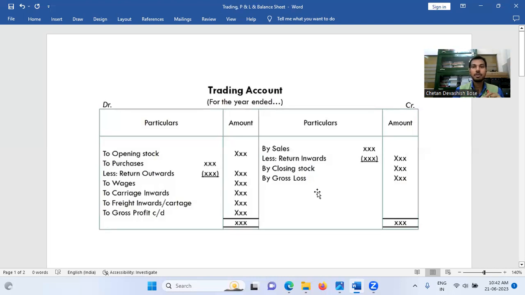But there is a catch when we prepare trading account. Remember, trading account or else a manufacturing account is an account which is prepared for a factory. It means all the expenses that you see at the debit side could be directly or indirectly connected with the factory. Similarly, the credit entries would be indicative of the factory income. So let us try to understand this now.